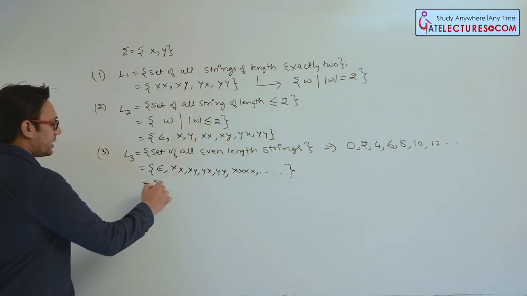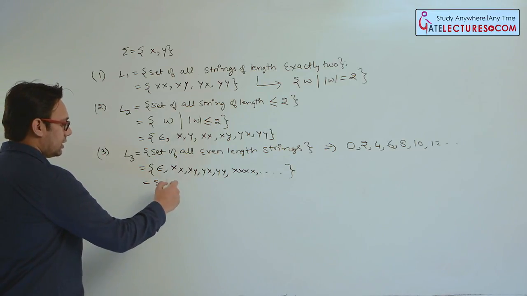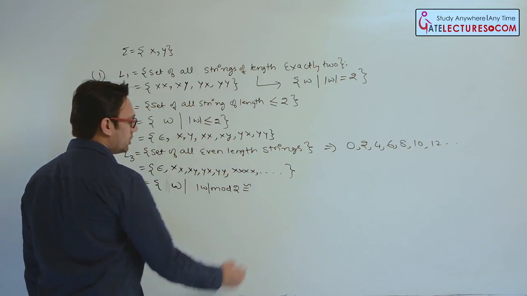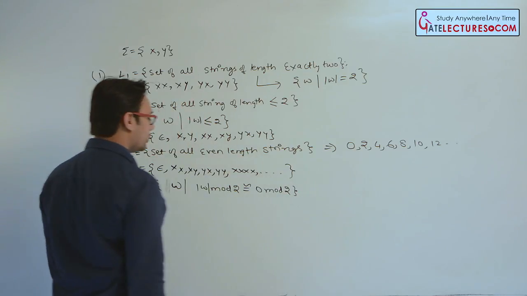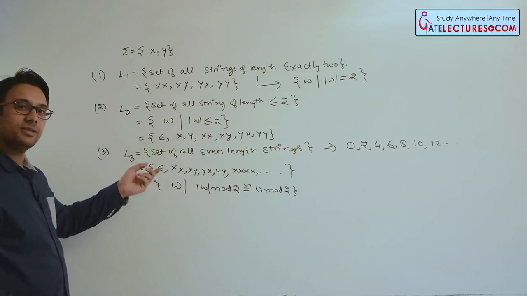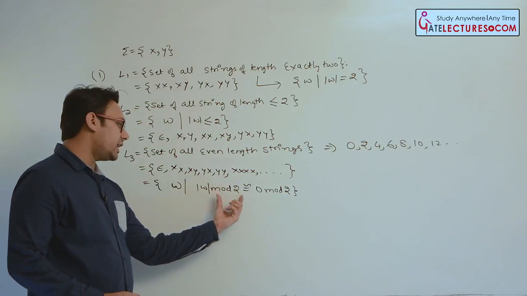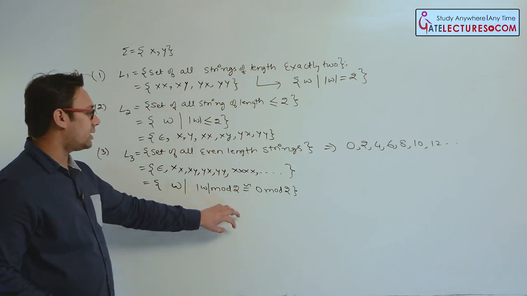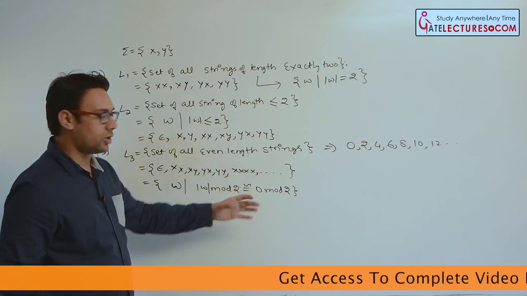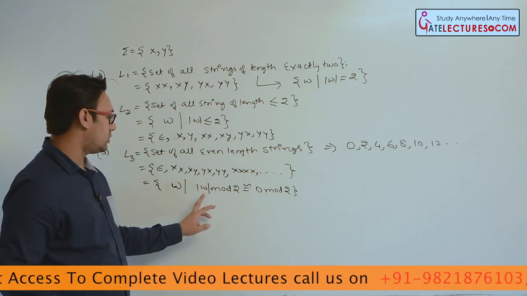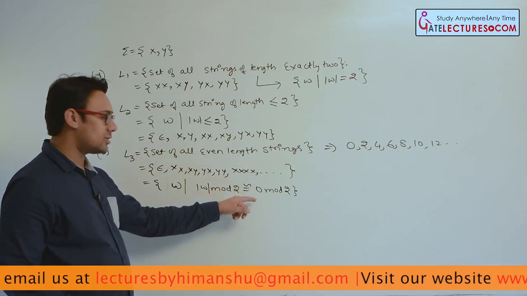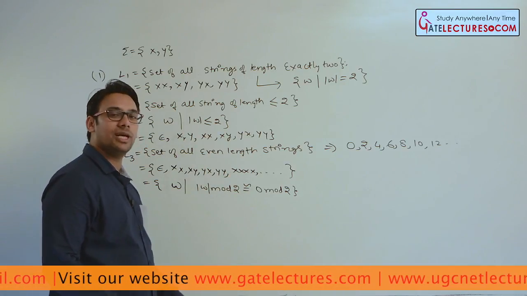And this language can also be written like this: W such that length of W mod 2 is congruent to 0 mod 2. What does it mean? The string is represented by W, and if we divide the length of W by 2, the remainder is congruent to 0 mod 2. Here the remainder we get is 0, so we get even length strings, because 0 mod 2 is 0, 2 mod 2 is 0, 4 mod 2 is 0, 6 mod 2 is 0, but 1 mod 2 is 1, 3 mod 2 is 1 and 5 mod 2 is 1.